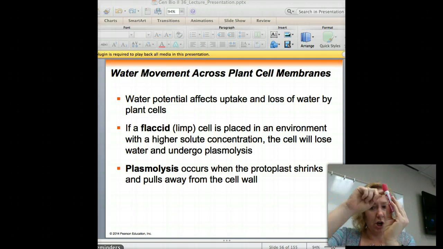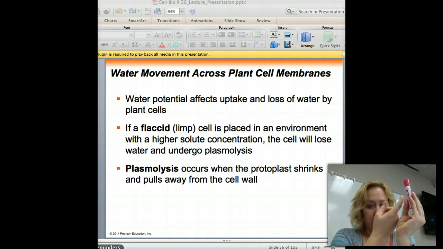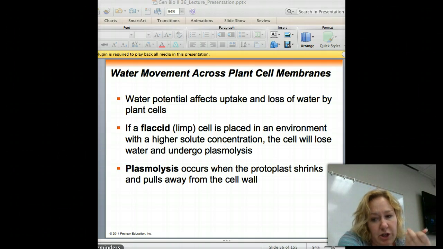If your cell is in an environment where the outside has more stuff in it, the water's gonna go out. The cell will lose water and undergo plasmolysis. So the environment has a higher solute concentration than the inside, so water's gonna rush out to dilute it. This is called plasmolysis, and it occurs when the protoplast shrinks and things shrivel.